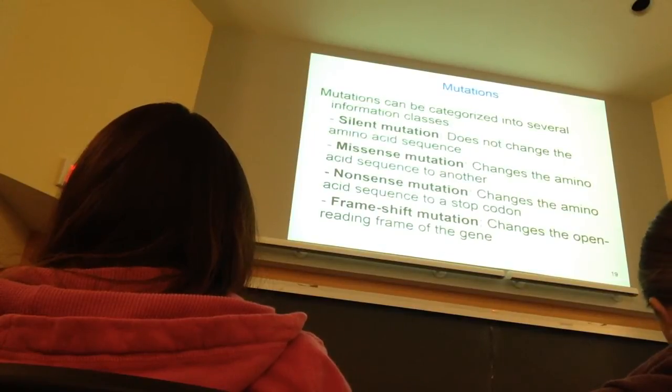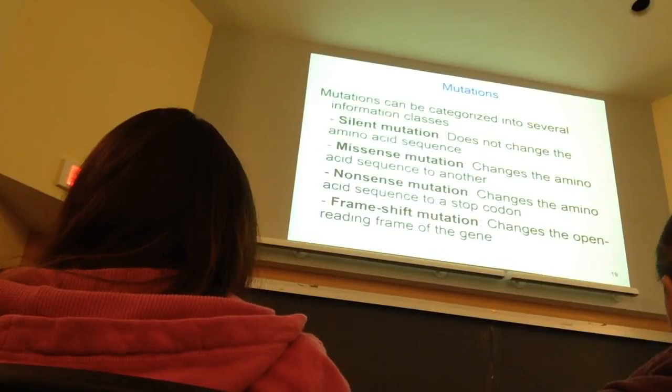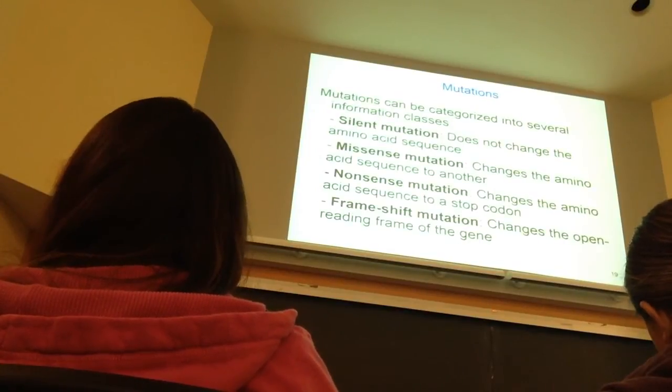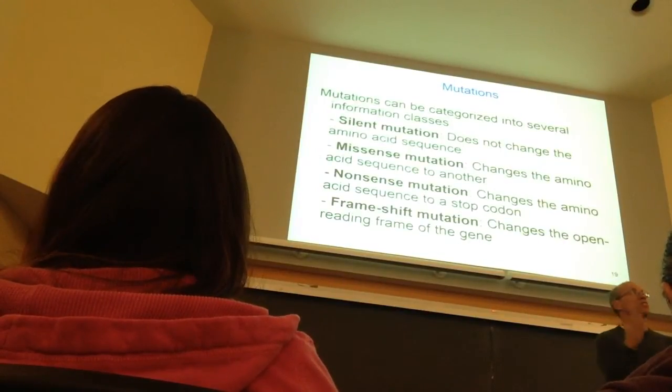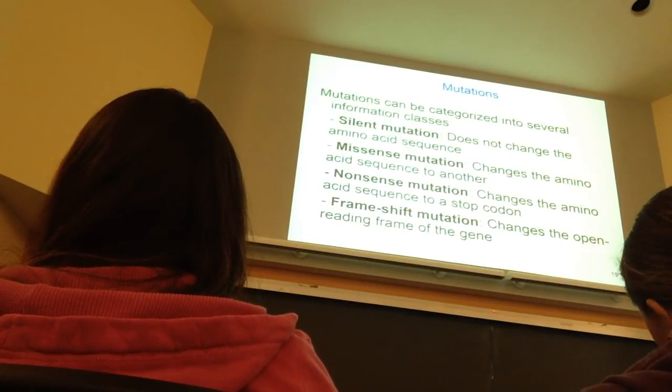Missense is where there is a change in the amino acid, so instead of arginine, you're now getting tryptophan. You can get a nonsense mutation where the mutation gives you a premature stop codon, and it just stops the protein from being synthesized, and so that's called a nonsense mutation.